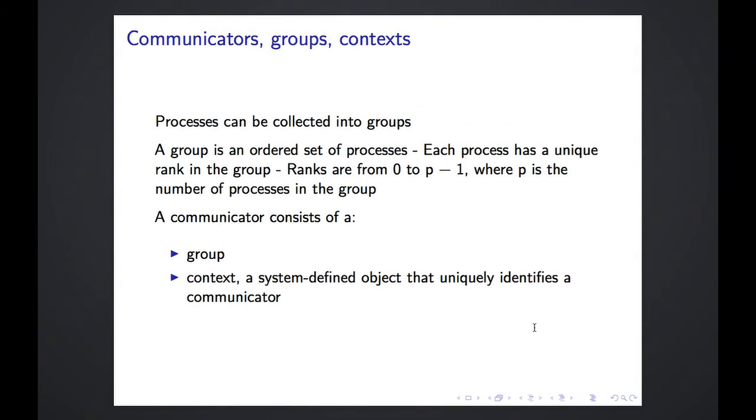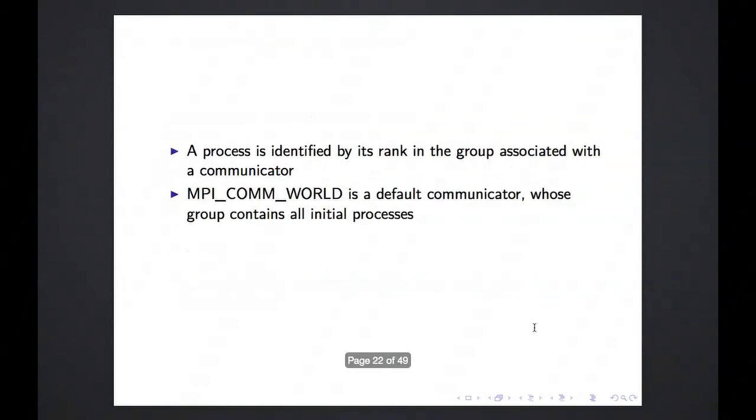And then a communicator consists of a group and a special context object which actually holds the information for MPI about the communicator. So a process is identified by its rank in the group associated with a communicator, and MPI Comm World is the default communicator, whose group contains all the initial processes. And this is so far the only communicator which we have seen in our examples. So this is why MPI Comm World crops up a lot in our MPI Send and Receive. It just contains all the processes.